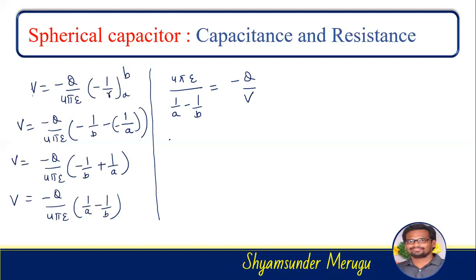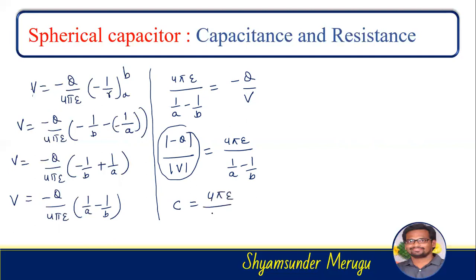So here taking the absolute value of q to the absolute value of V equal to 4 pi epsilon by 1 by A minus 1 by B, and we call this ratio as capacitance C. So C equal to 4 pi epsilon by 1 by A minus 1 by B. So this is the capacitance expression of the spherical capacitor.